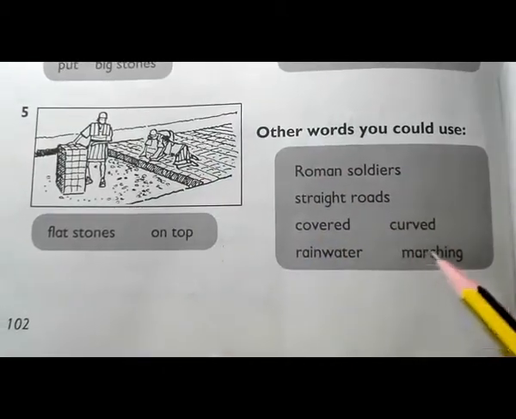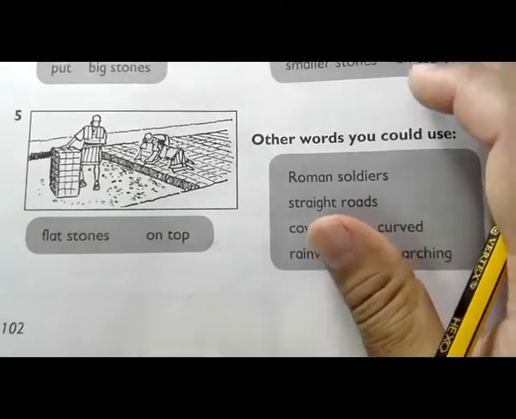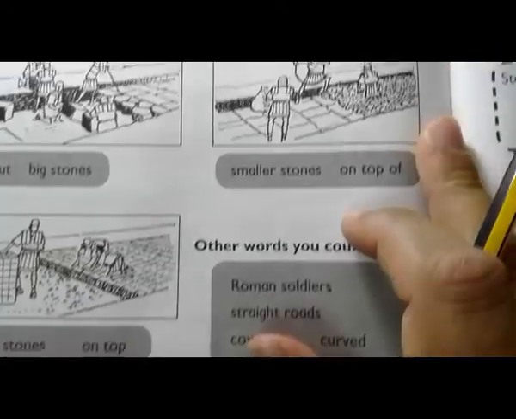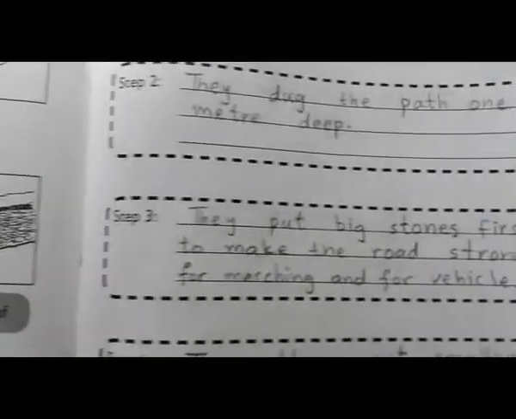Here are some other words, and they say you need to use also these words. So we will write about these pictures number wise on the next page, that is 103.